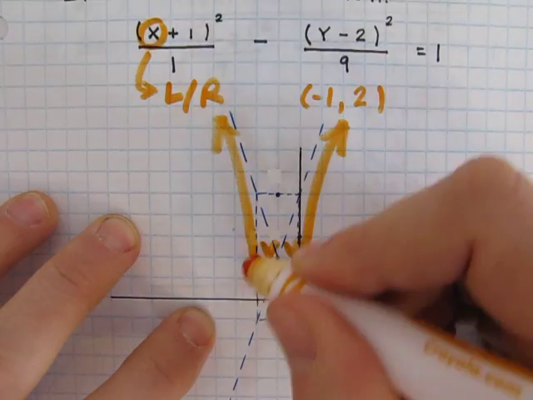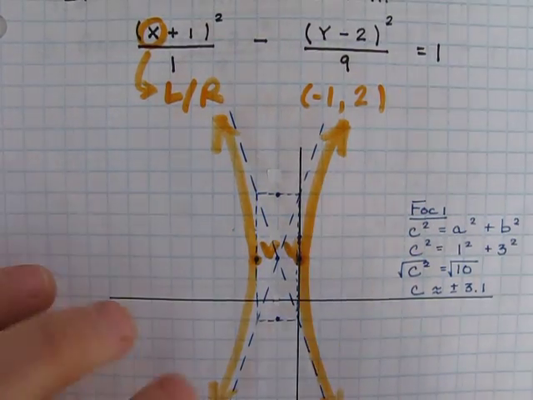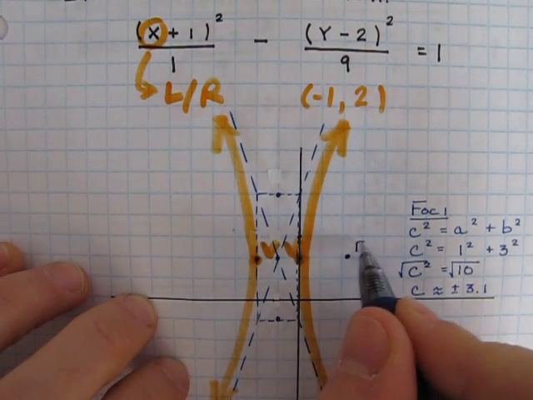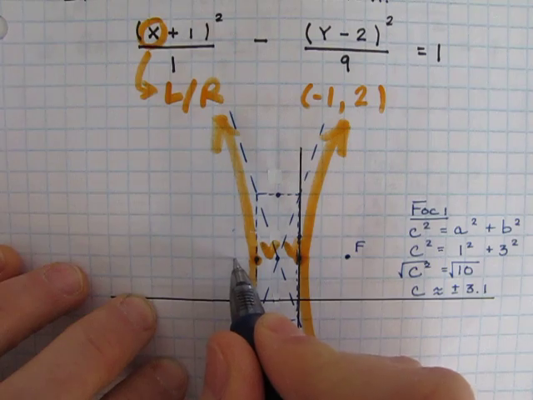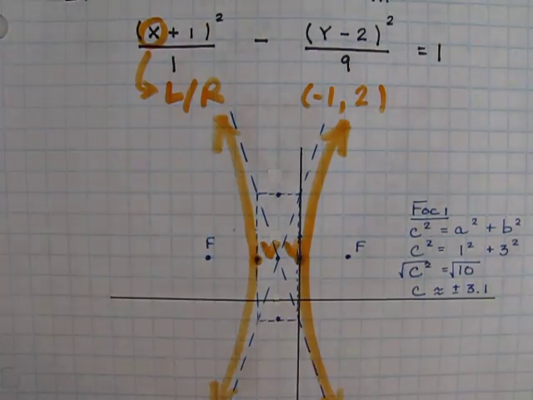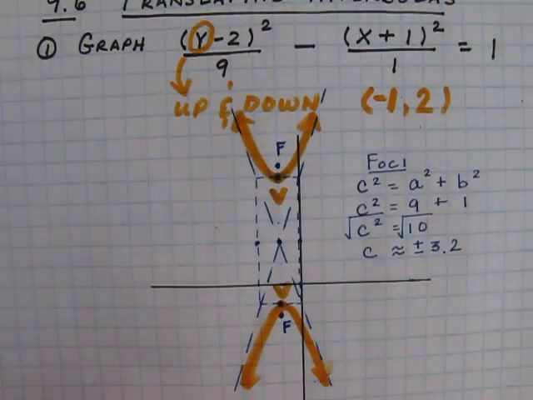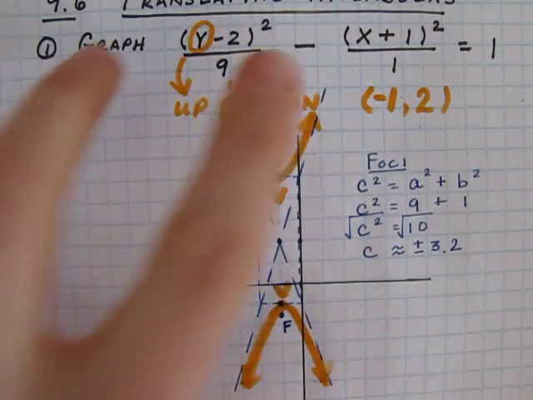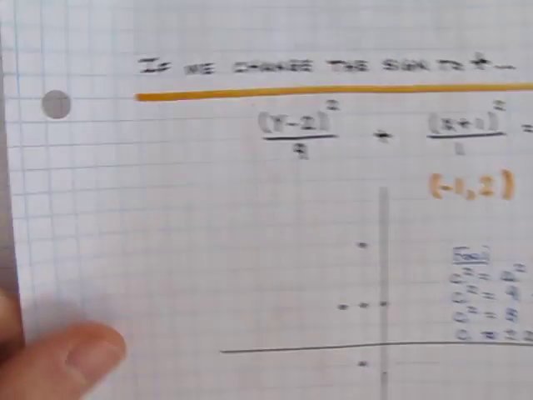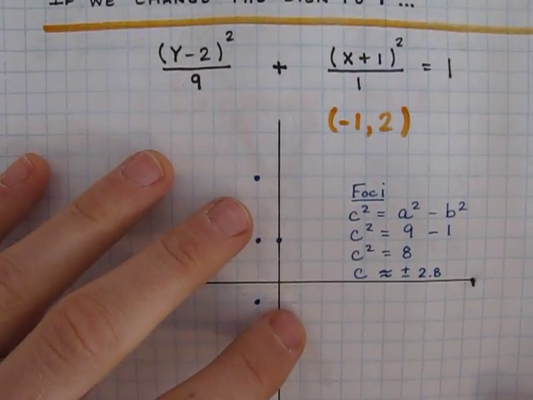There's our hyperbola. And our foci would be at 1, 2, 3, and a little bit more, 1, 2, 3, and a little bit more. Okay, so that's one thing we could do to change things up. Let's look at a different situation. Suppose instead of switching the two terms, we turn this into a positive sign. Okay, so something that looks like this.